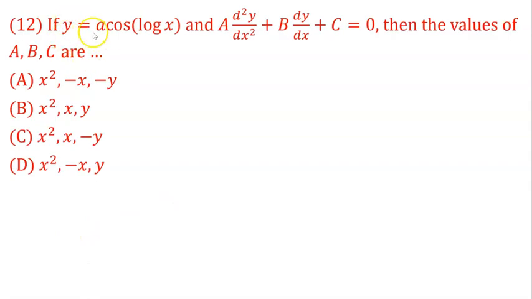Now the next question. If y is equal to a cos of log x, and a into d2y by dx square plus b into dy by dx plus c is equal to 0, then the values of a, b, c are: first option A is x square, minus x, minus y; b is x square, x and y; c is x square, x, minus y; and d is x square, minus x and y.